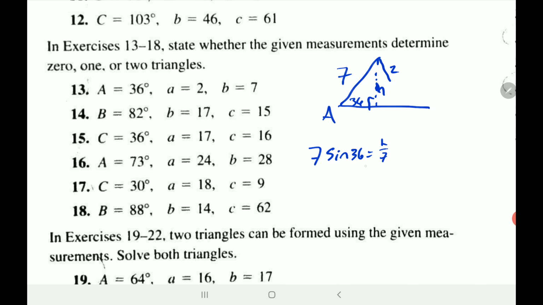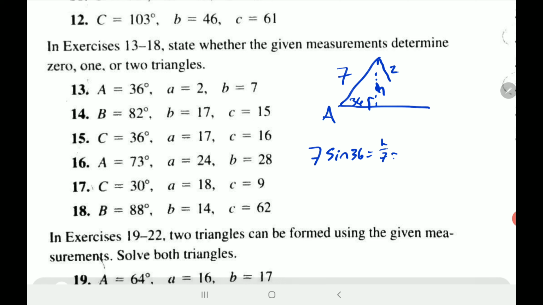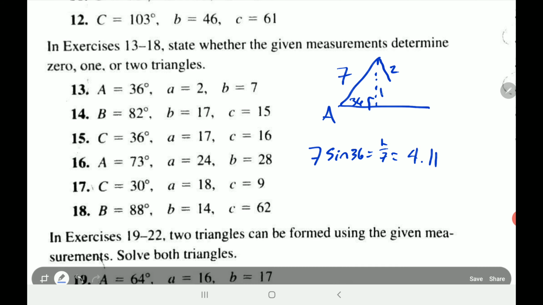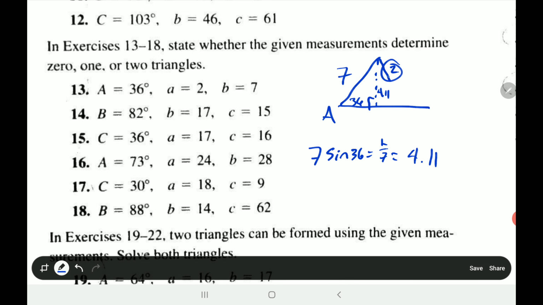So we'd have to plug in what is 7 times sine of 36. So 7 times sine of 36 is 4.11. Now what that means, I'm going to erase this a little bit. So this is 4.11. It really doesn't make a difference. This right here is really small. In fact, this is smaller than the height.